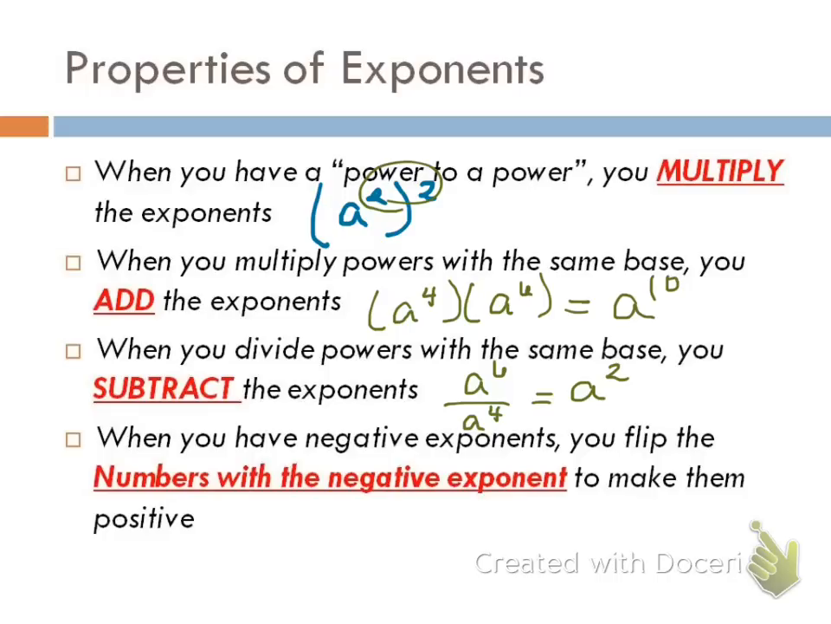And then when you have a negative exponent, you flip the number with the negative exponent to make them positive. So if you have a to the negative 6, that'll then be 1 over a to the 6th. If you have 1 over b to the negative 1, that then goes to b to the first power.